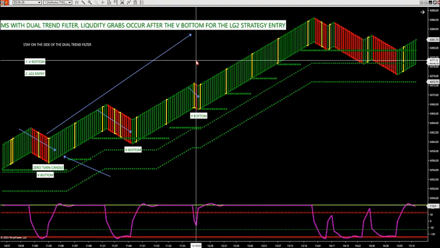After Trump got done speaking, guess what we had? A zero-turn candle. Guess what the liquidity grab trader had? One of the best liquidity grab trades of the day.